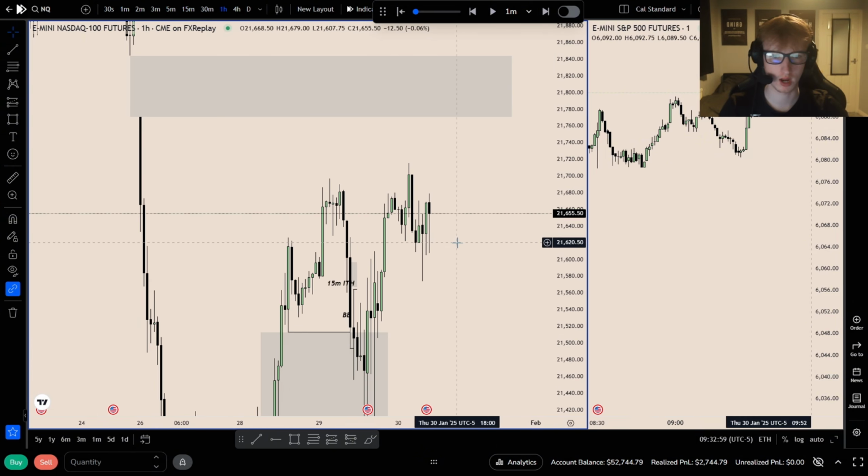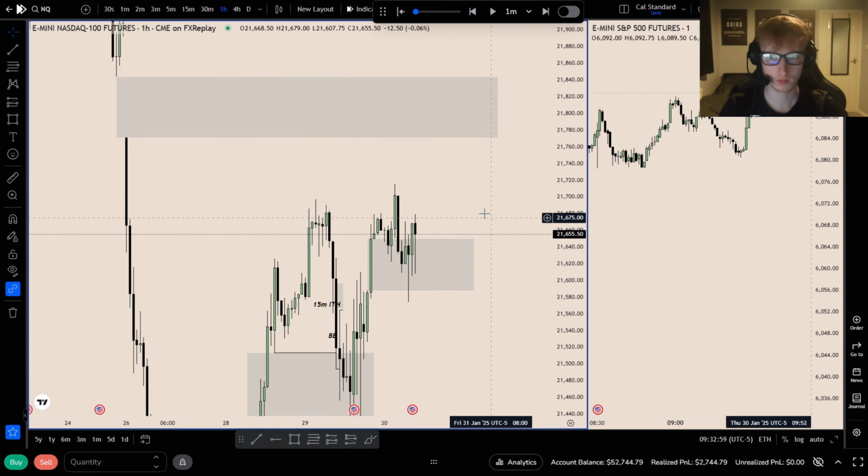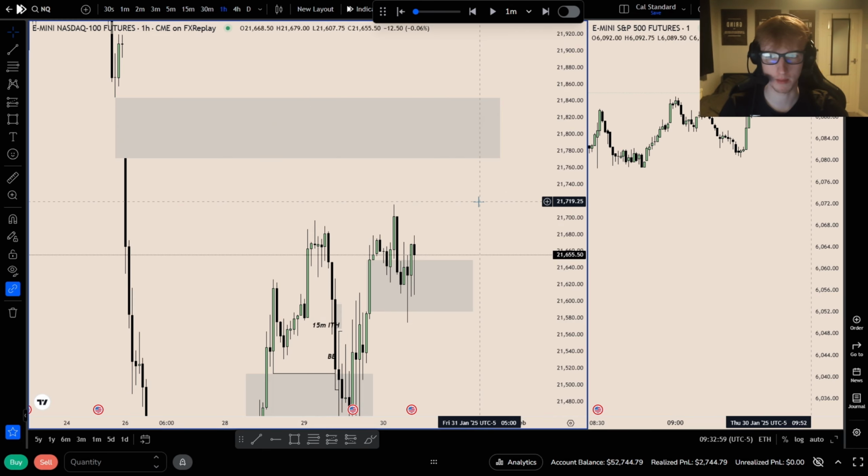Yeah, let's just analyze the high time frame from here. We're delivering out this hourly gap. We have new accompanying gap above.